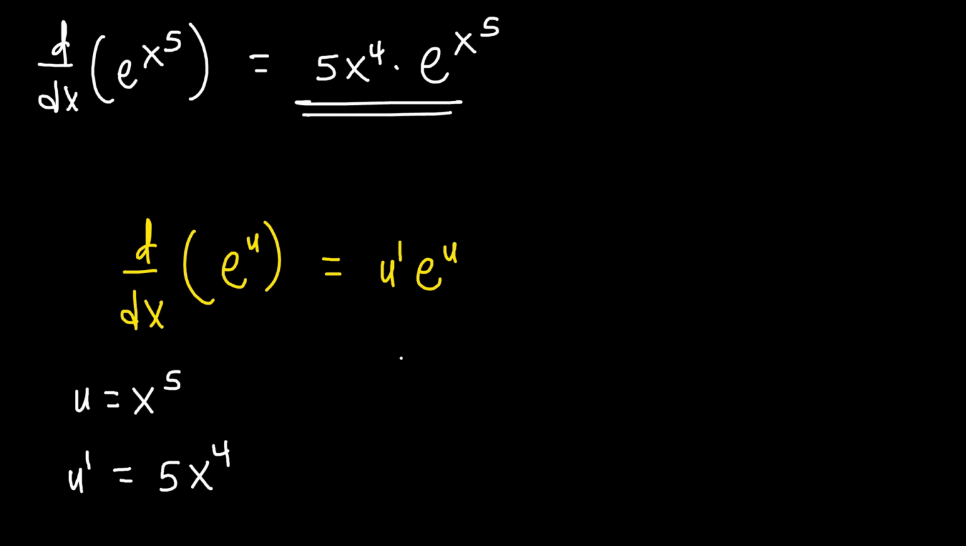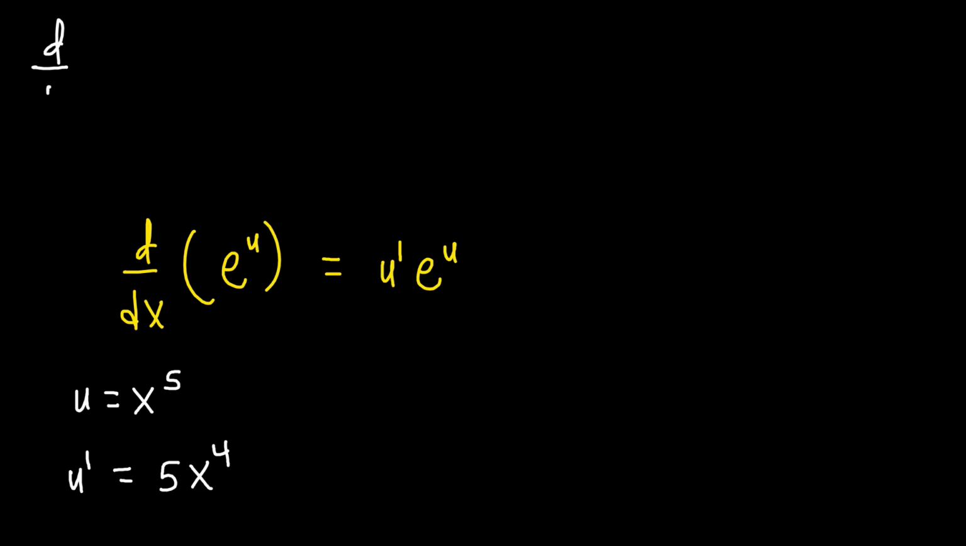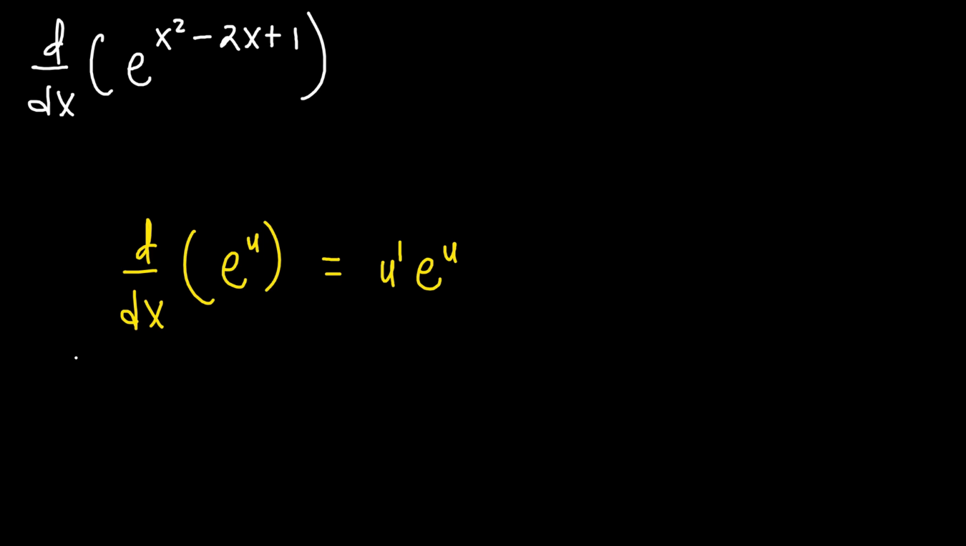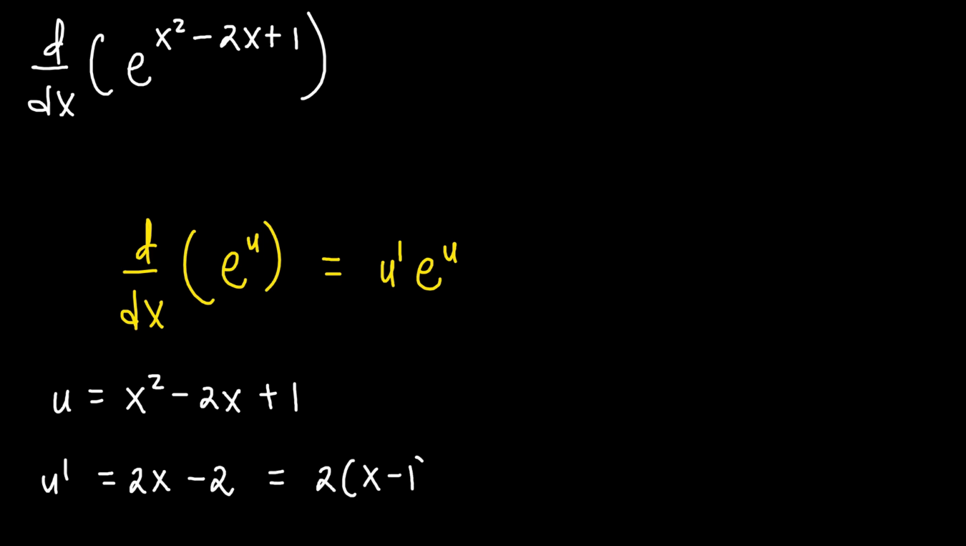And that's our answer. Now you find the derivative of e to the power of x squared minus 2x plus 1. In this case, u will be equal to x to the power of 2 minus 2x plus 1. And so u prime will be equal to, if we differentiate this, 2x minus 2, which is also the same as 2 times x minus 1. So this will be equal to u prime, which is 2 times x minus 1, and then times e to the power of x squared minus 2x plus 1.